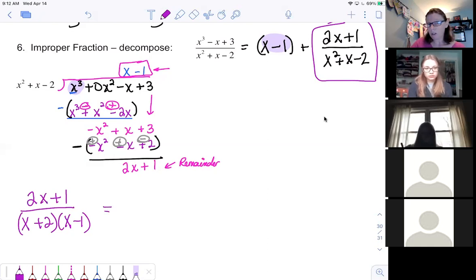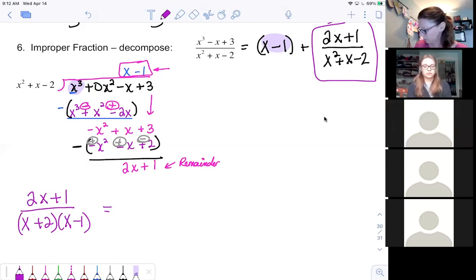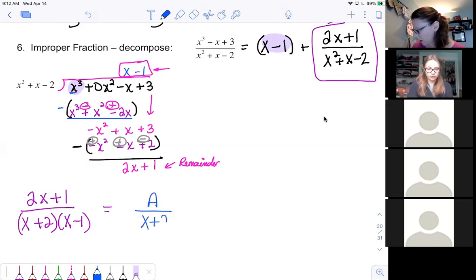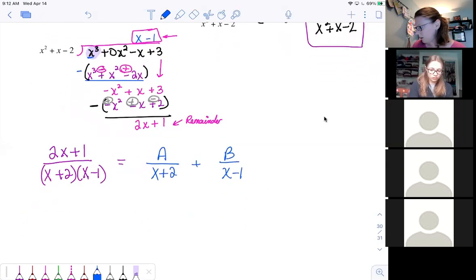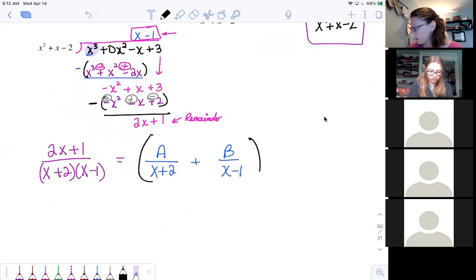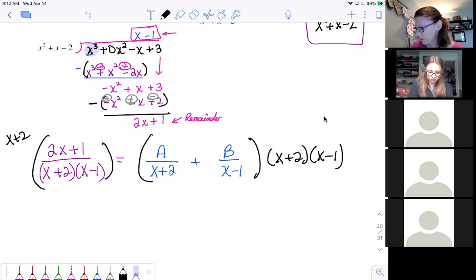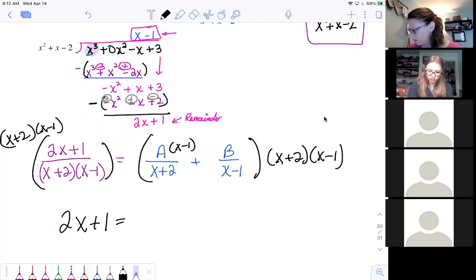So Kaden, what would our two partial fractions become? A over x plus 2, and then b over x minus 1. Yeah. And then Kaden, when you multiply by that least common denominator, what do you have? We have 2x plus 1 equals a times x minus 1 plus b times x plus 2. Nice.